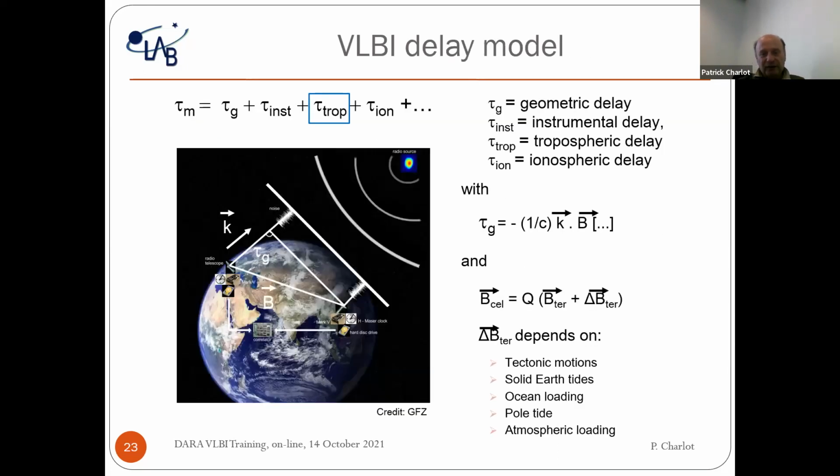Okay, so there are the geometric delay and the instrumental delay, but your signal, when it reaches the station, also crosses the atmosphere. And you are affected by two parts. First, the troposphere, which is the layer closest to the ground, and then the ionosphere, which is higher in altitude. They have different effects because the ionosphere is composed of ionospheric electrons and includes a different delay. So first, the troposphere.